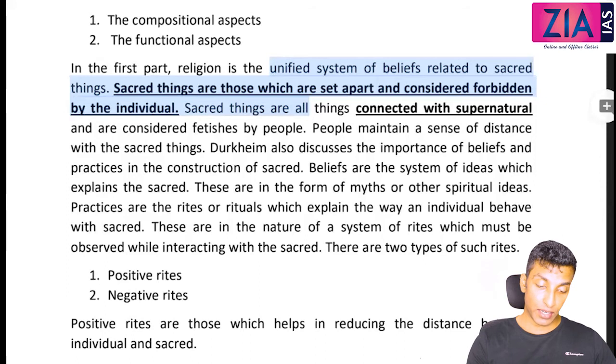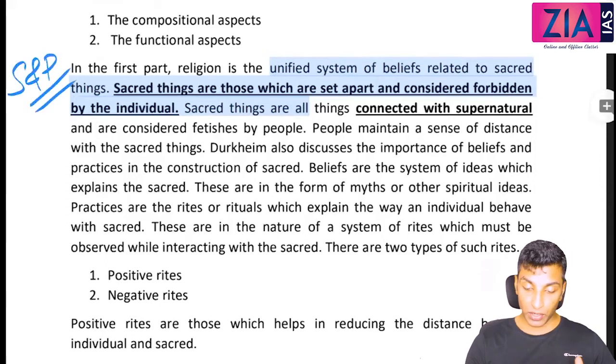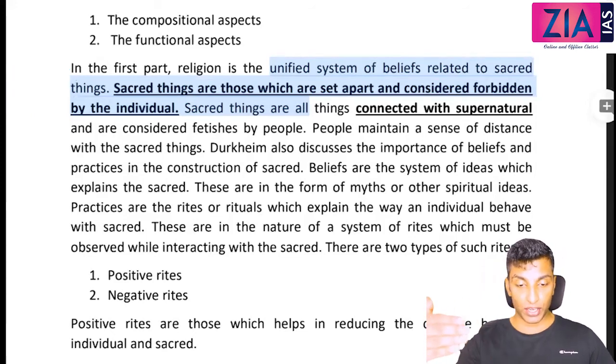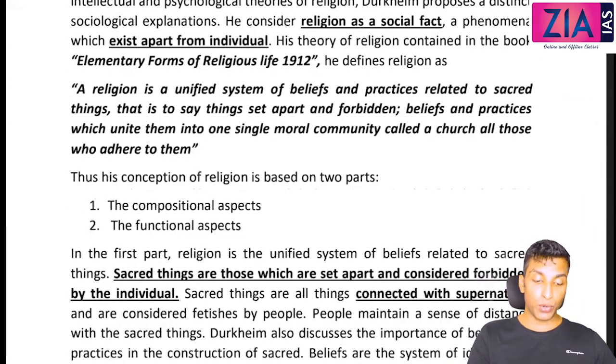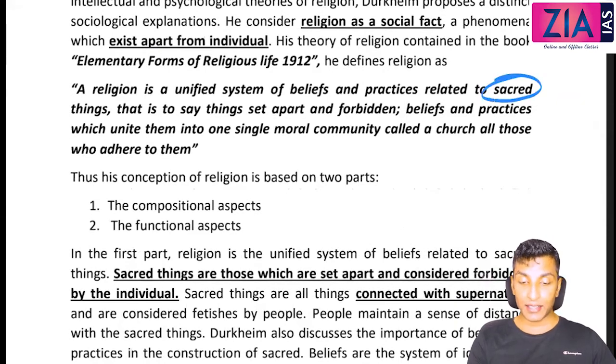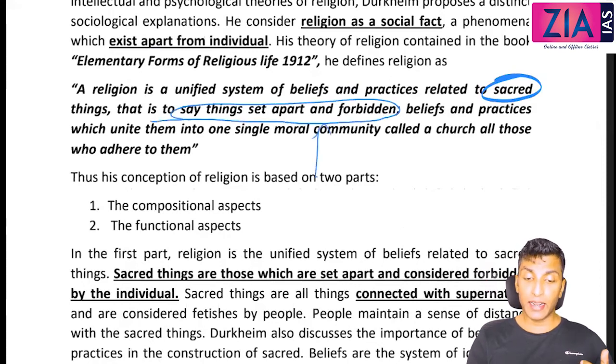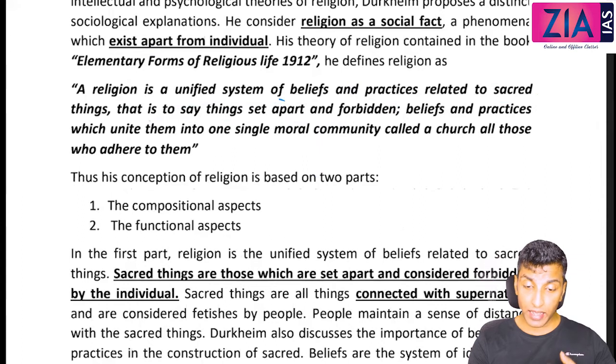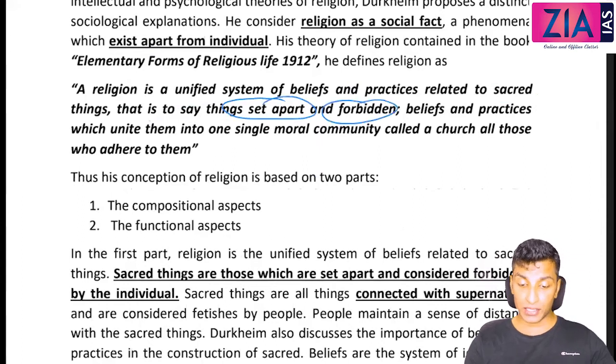So if you get a question related to sacred and profane, this is how you need to proceed. Durkheim gave the concept of sacred and profane in his theory of religion. He defined religion like this: religion is a unified system, and you introduce the sacred here. Then you explain this, that is to say, things set apart and forbidden. So you basically explain the characteristics of the sacred: things which are set apart and considered forbidden, fetishes, supernatural by the people.